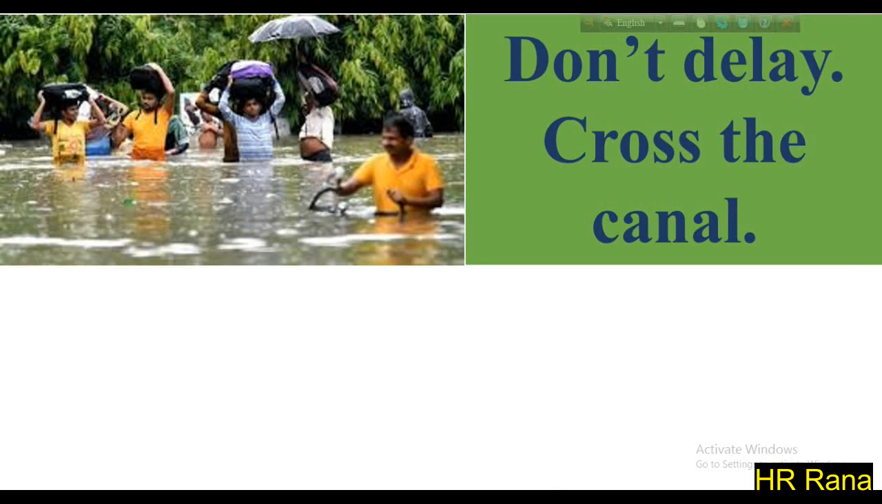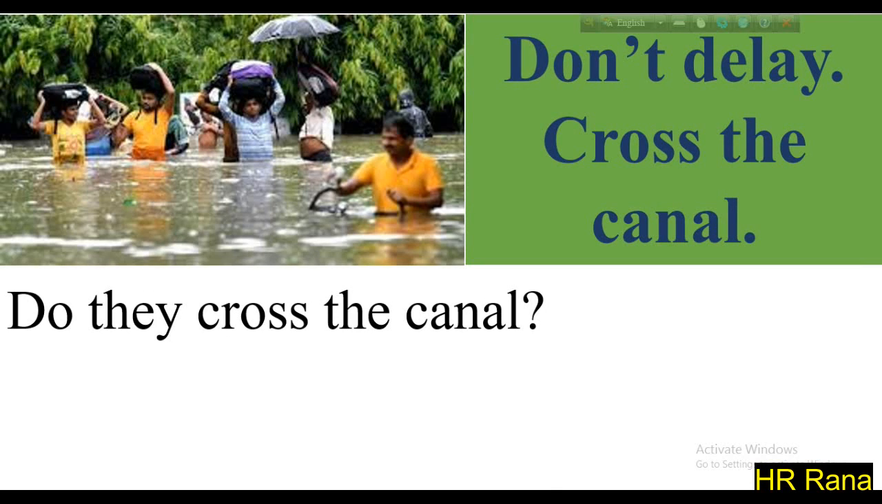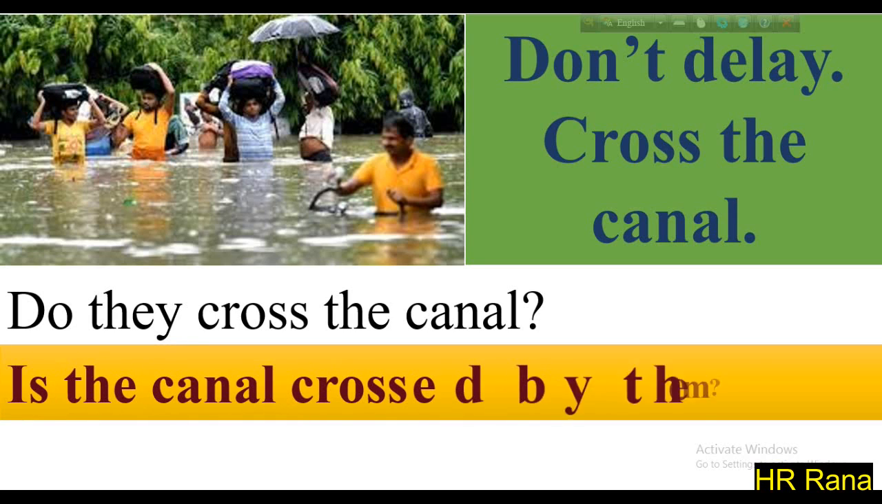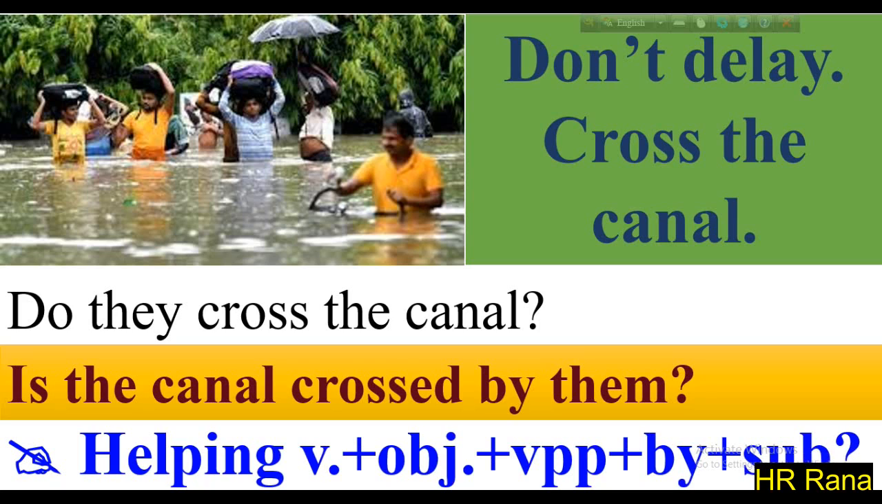Okay, my dear students, look here. "They are crossing the canal." Now look here, the sentence: "Do they cross the canal?" If you find "do" at first, this is a present indefinite tense interrogative sentence. So instead of do or does at the beginning, you'll write is, am or are according to the subject. Here the object "the canal" will be the subject after the be verb. So note here: helping verb at first, then object, then past participle form of the verb, then preposition, most of the time "by," and then the subject will be the object, and an interrogation mark at the end.